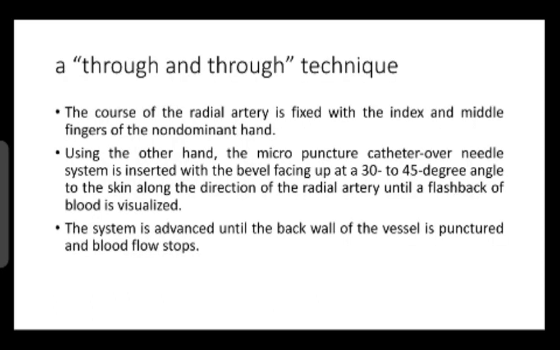A through and through technique. The course of the radial artery is fixed with the index and middle fingers of the non-dominant hand. Using the other hand, the micro-puncture catheter over needle system is inserted with the bevel facing up at a 30 to 45 degree angle to the skin along the direction of the radial artery until a flashback of blood is visualized. The system is advanced until the back wall of the vessel is punctured and blood flow stops.